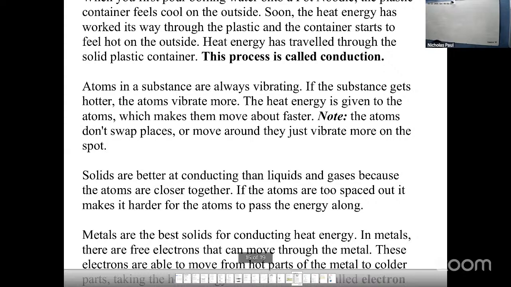You have to write the rest, right? Atoms in a substance are always vibrating. If the substance gets hotter, the atoms vibrate more. The heat energy is given to the atoms, which makes them move faster. Know that atoms don't swap places or move around, they just vibrate more on the spot. So the atoms don't move around like in a fluid. They stay at one spot.